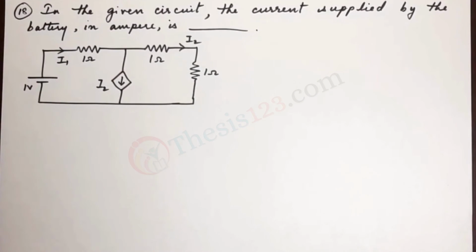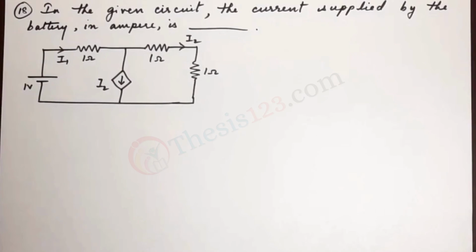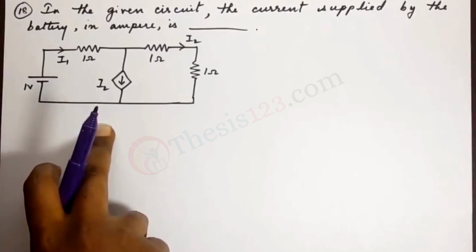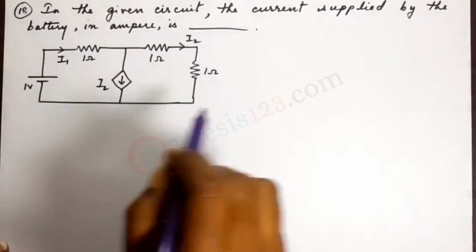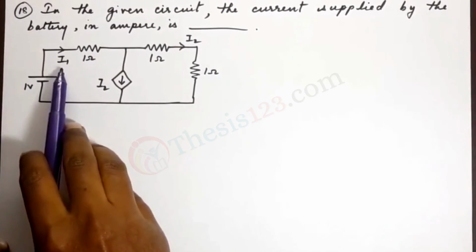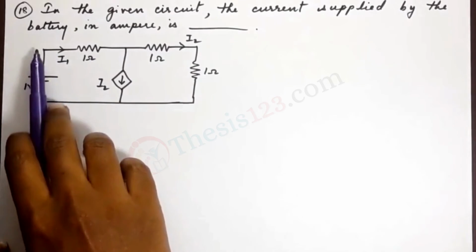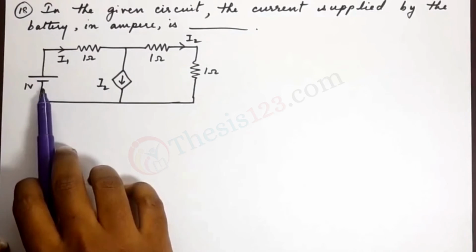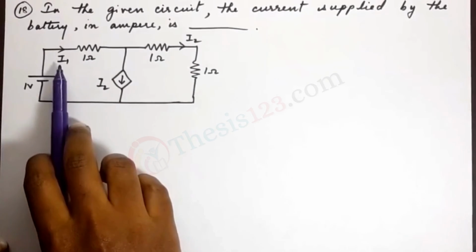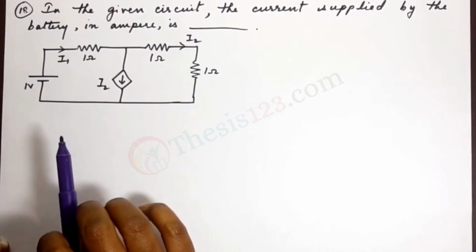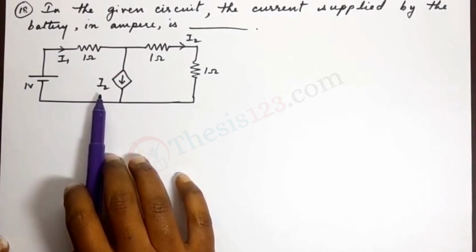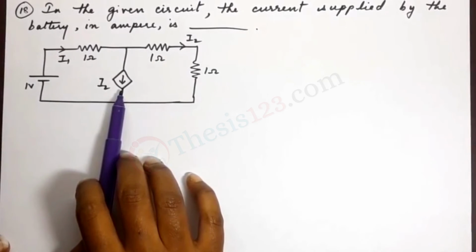Here's the next question, number 18. In this given circuit, the current supplied by the battery in amps is dash. Again, this is not a multiple choice question, so you will have to work it out. The circuit shows that we are supposed to find the value of I1, because it's the current supplied by the battery, and we see that I1 is the current that is coming out of the battery. So I1 is the value we need to find. We also have I2 for the source over here.